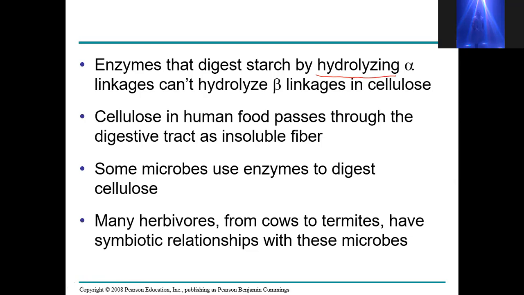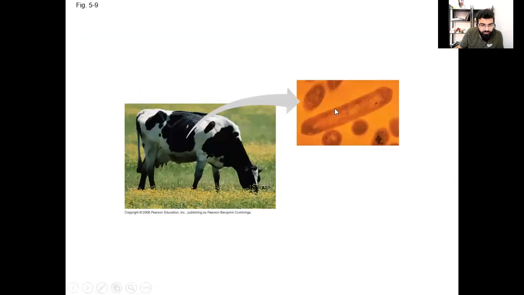It's different. Cellulose in human food passes through the digestive tract as insoluble fiber. We said that we cannot digest it. Some microbes use enzymes to digest cellulose, such as bacteria. Many herbivores, from cows to termites, have a symbiotic relationship with these microbes. We said this, okay? Here is an example, a microscopic image of the bacteria.